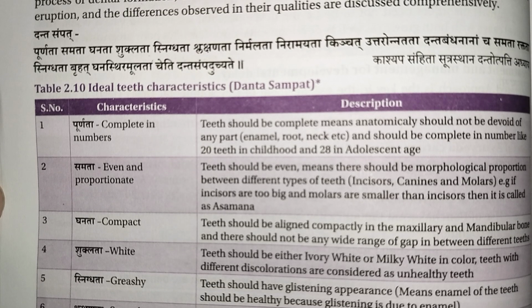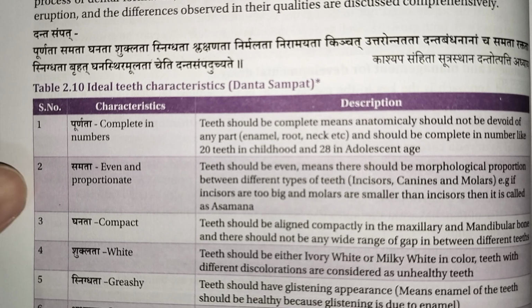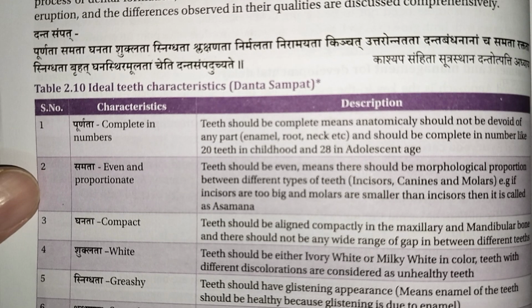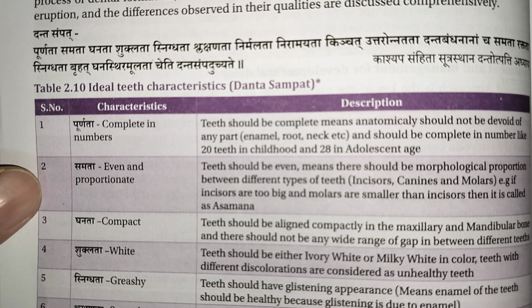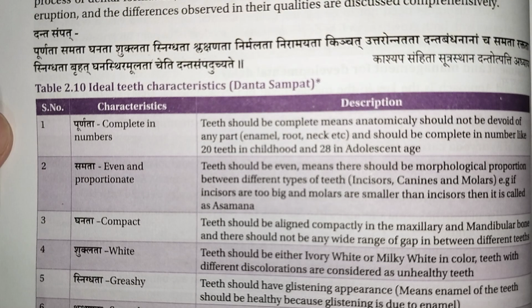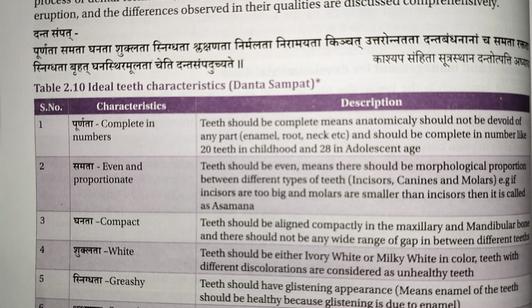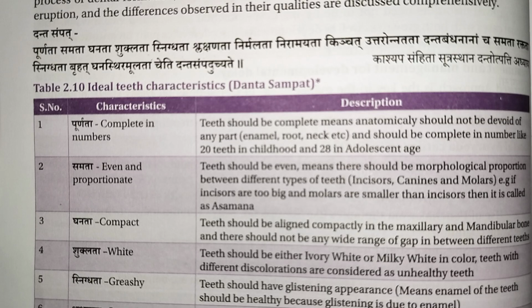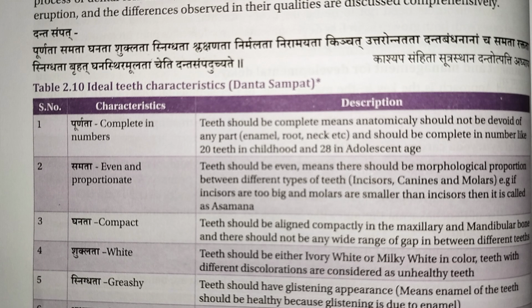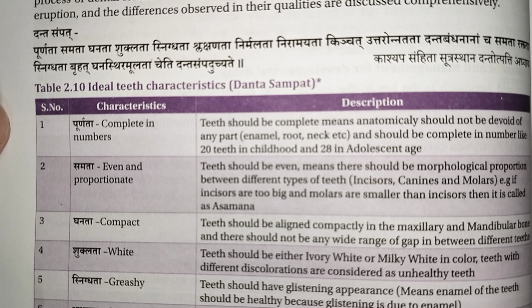The next quality is nirmalata, niramayata, free from any disease, and it has to be clean. Next is kinchit uttaron, right? It is slightly elevated in the upper teeth. Teeth have to be lined in the jaw. These are the things which make ideal teeth, right? That is danta sampat. These are the qualities which have to be in the teeth, and if the teeth show these qualities, then they are considered ideal teeth, right?